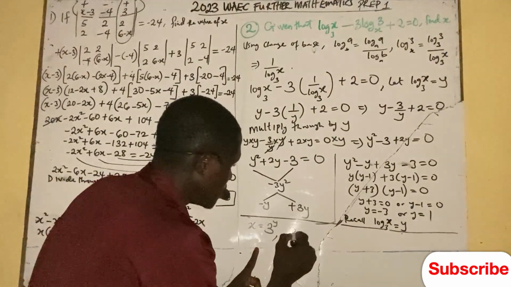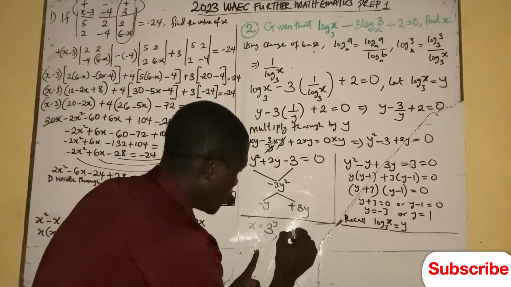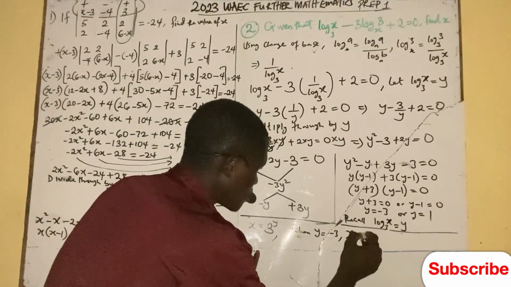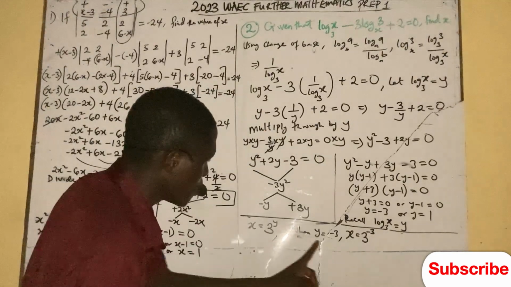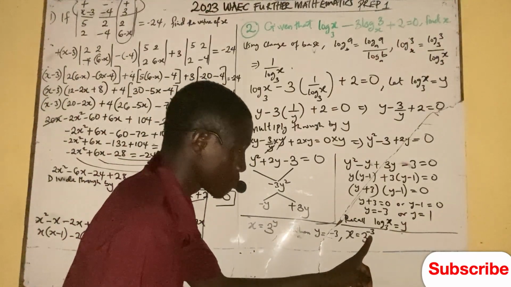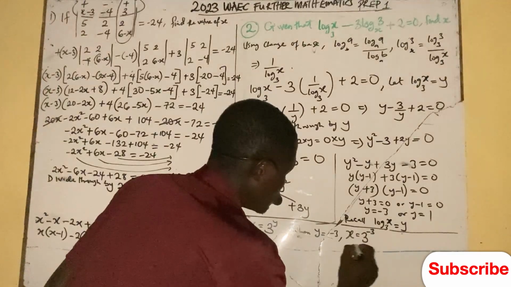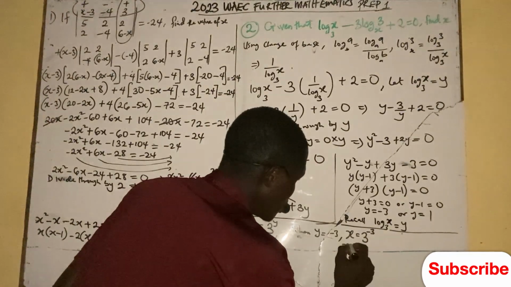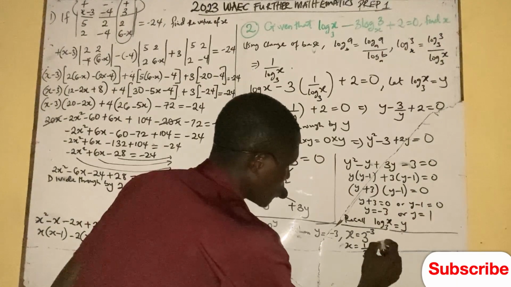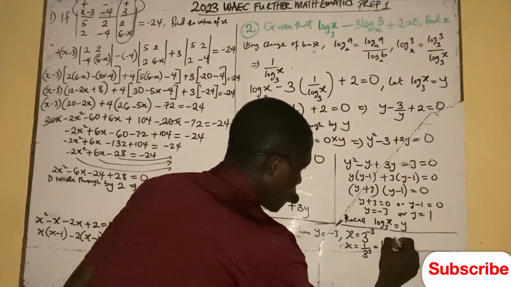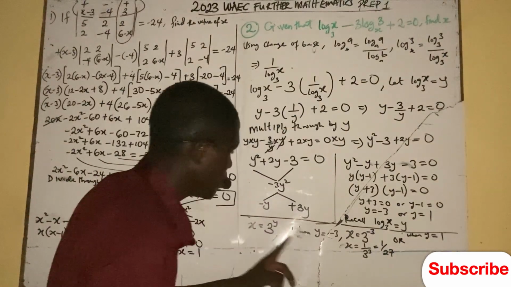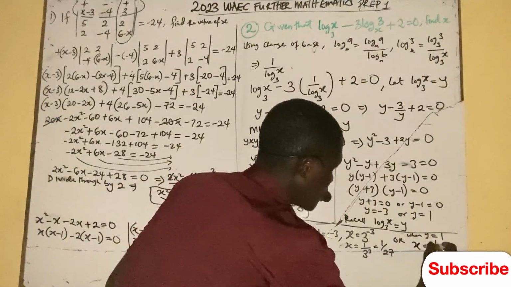So meaning that our x, when y is equal to minus 3, x will be equal to 3 raised to the power minus 3, because now y is minus 3, you substitute for y. So x equal to 3 to the power minus 3, which is same as x equal to 1 over 3 cubed, which is same as 1 over 27. And then, when y equal to 1, x will be equal to 3 raised to the power 1, which is equal to 3.